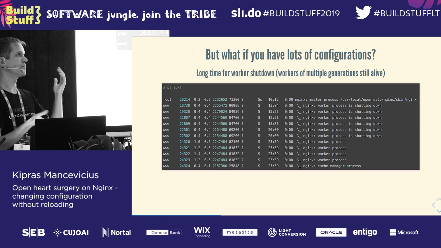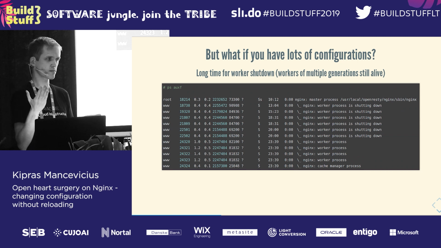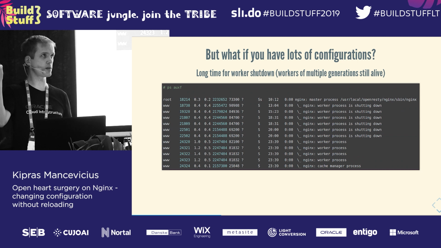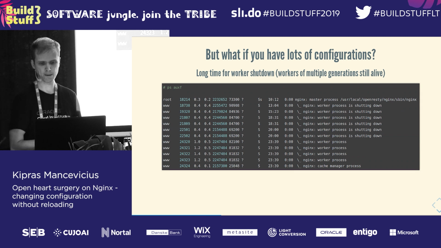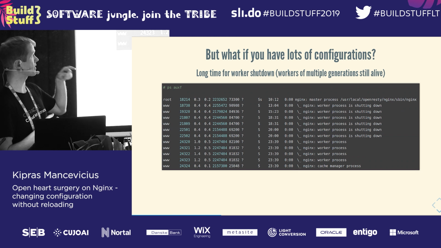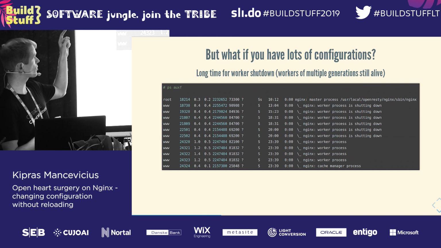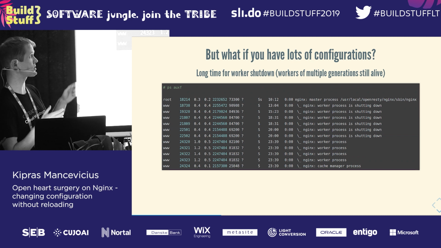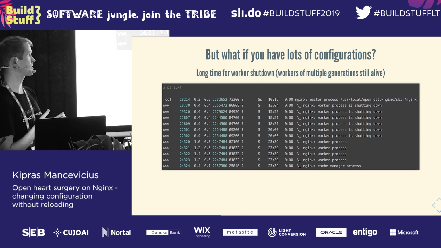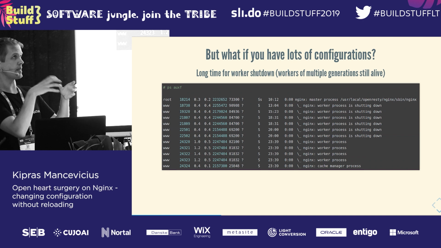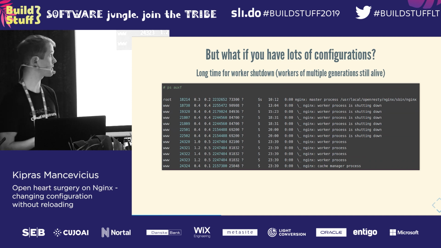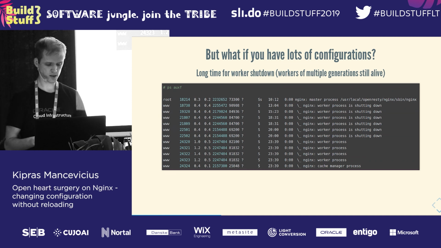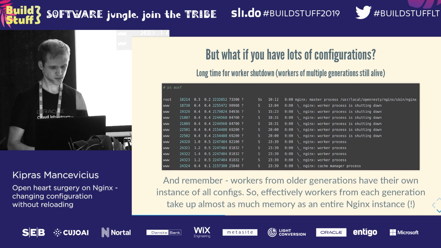You have to do certain tricks, or you have to, in essence, forcefully shut down the connection at some point, which may be problematic for some clients, right? So this creates a lot of problems. So for example, in this example, there are workers from 4 different generations. So now it's 4 times the memory usage, right? Because each generation means separate configs. Those separate configs have a separate copy. That can add up pretty fast, right?